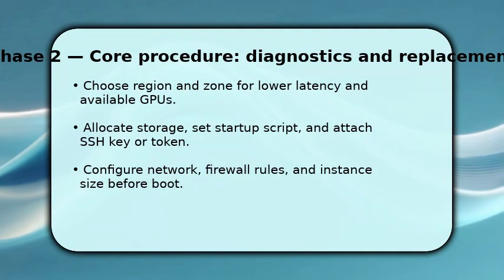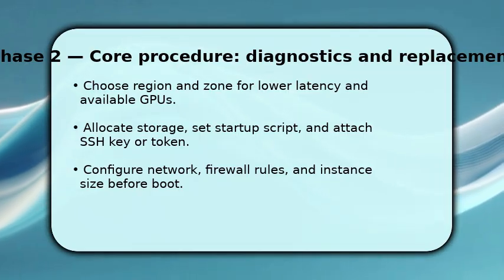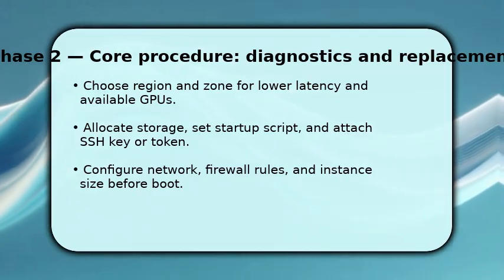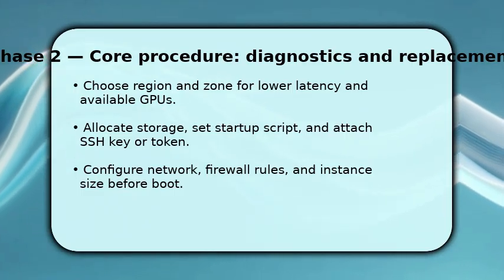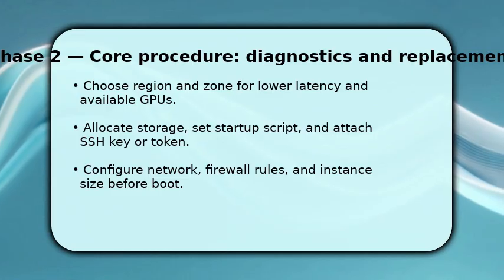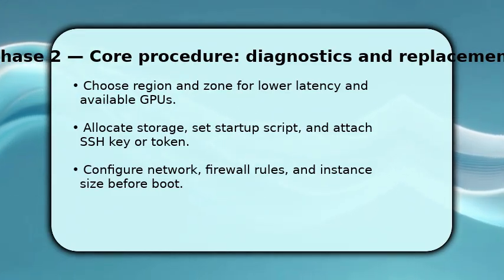You now launch and configure the instance. Pick a region where the GPU type is available to avoid delays and set zone for lower latency. Allocate appropriate SSD storage and attach an SSH key or access token so you can connect securely. Make sure your startup script installs any last-minute packages.